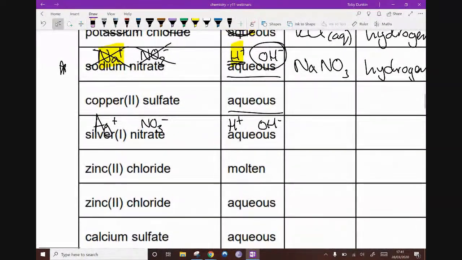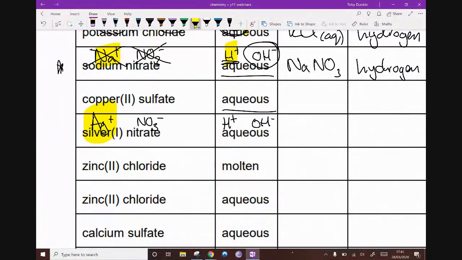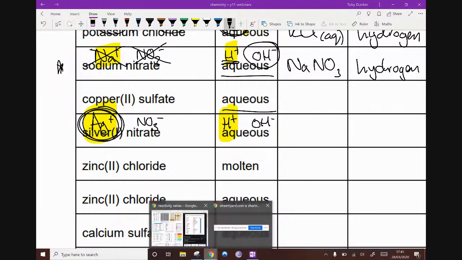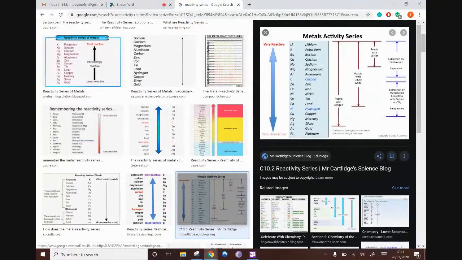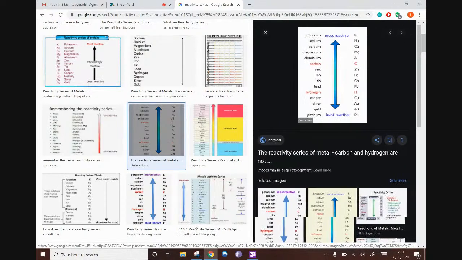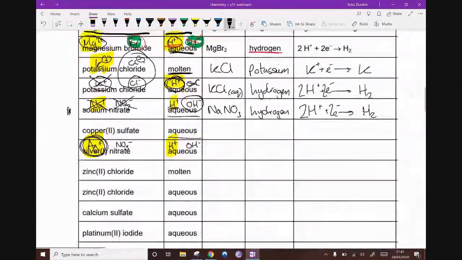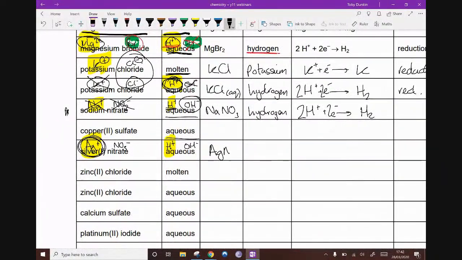Right. So who's going to go to my negative electrode out of these? It's a rarity. The answer is silver, because silver is lower than hydrogen. It's less reactive, which means it's going to get made. So in this case, I've got AgNO3, and I'm going to get silver at the negative electrode.